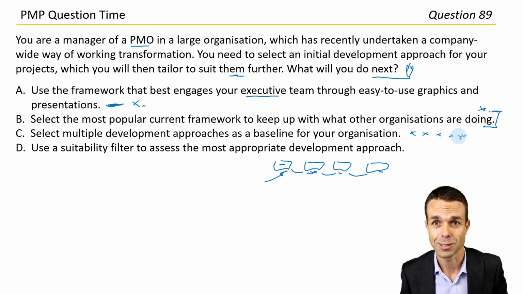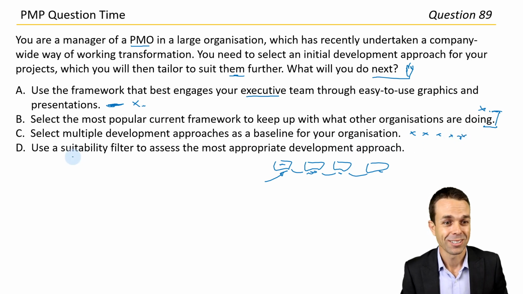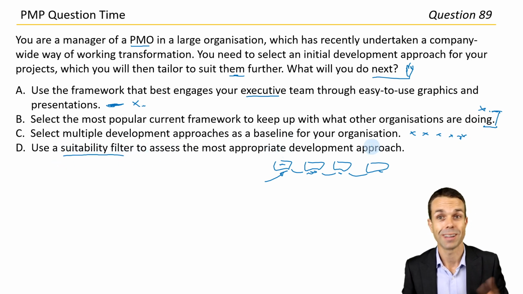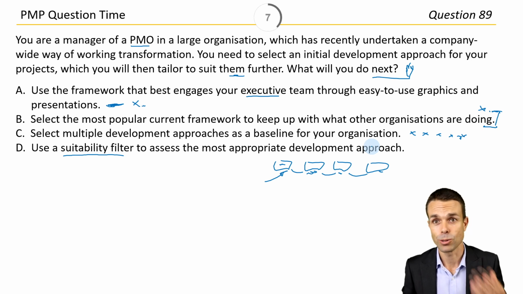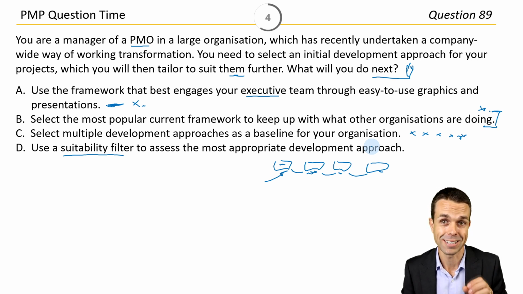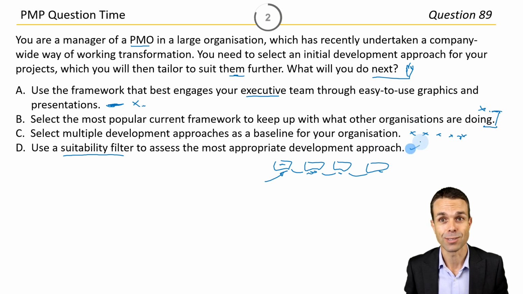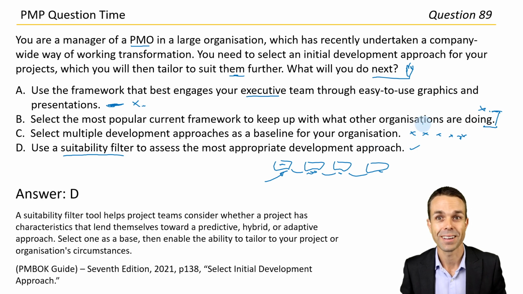And I hope the last one is correct because we're out of ideas now. Use a suitability filter to assess the most appropriate development approach. Okay, that actually sounds quite promising. Makes complete sense. Suitability filters get sort of advanced, once we get through all of our basic agile how-tos, then we start looking into coaching and evolving organizations. And when we do that, using a suitability filter is a great way to start. So answer D is fantastic. Let's do that one. And there it is.